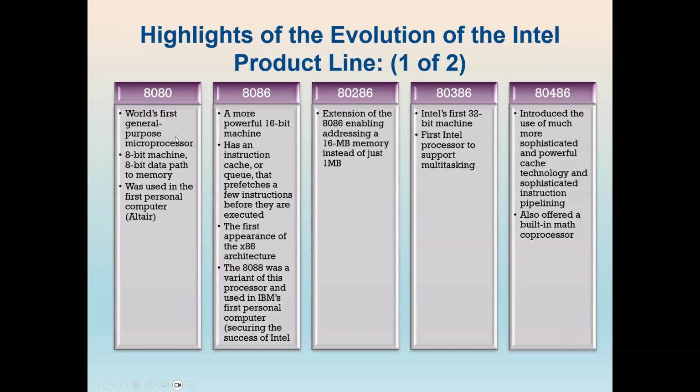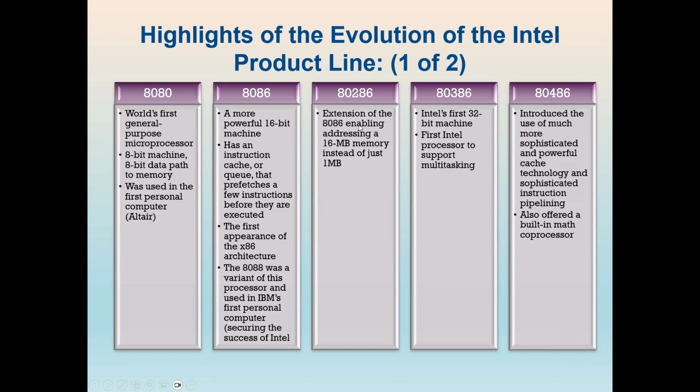The 8080 was the world's first general purpose microprocessor, an 8-bit machine with an 8-bit data path to memory, used in the first personal computer, the Altair. Now, the more powerful 16-bit machine, that's why it's called 8086, has an instruction cache, or queue, that prefetches a few instructions before they are executed. And this is the first appearance of the x86 architecture. The 8088 was a variant of this processor and was used in IBM's first personal computers.